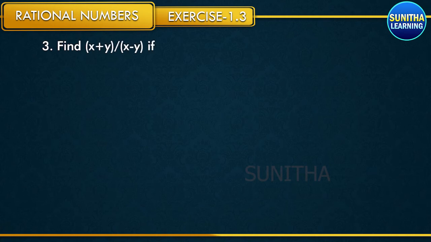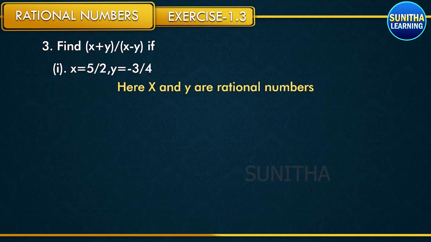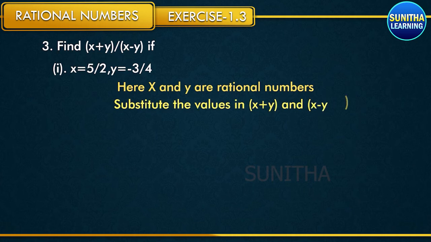Next question is the third one. Find x plus y divided by x minus y, if x is equal to 5 by 2 and y is equal to minus 3 by 4. Now here he has given x and y values. Yes, x is a rational number, y is also a rational number. Now we just need to substitute. He said x plus y is divided by x minus y. So why wait? Just find x plus y, substituting values. Clear? So substitute the x value, 5 by 2. First we will find x plus y, then x minus y, and then we'll divide.